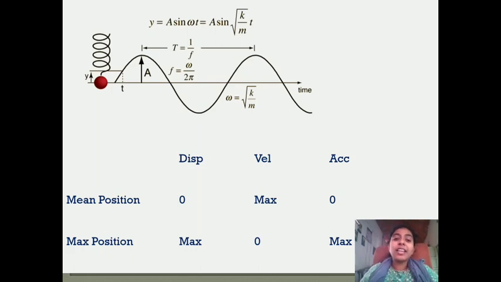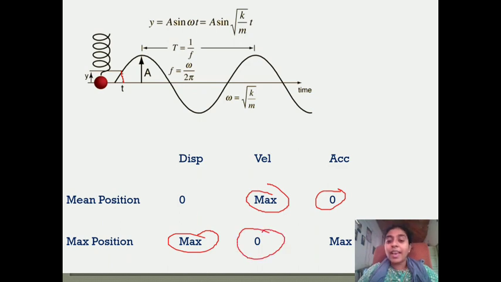Now, the relationship at the mean position and maximum position for the displacement, velocity and acceleration. At the mean position, the displacement is 0, the velocity will be maximum and acceleration will be equal to 0. And at the maximum position, or the extreme position, the displacement will be maximum, velocity will be 0 and acceleration will be maximum.